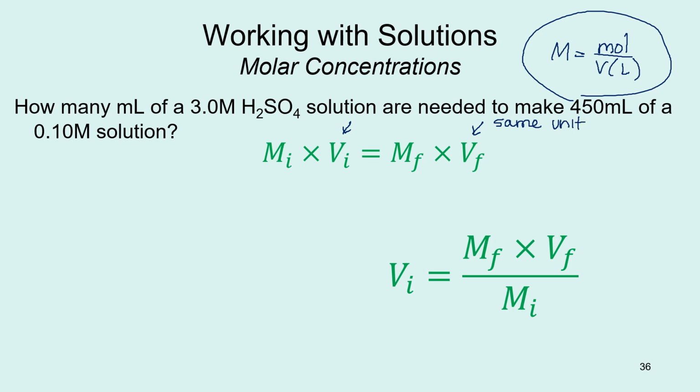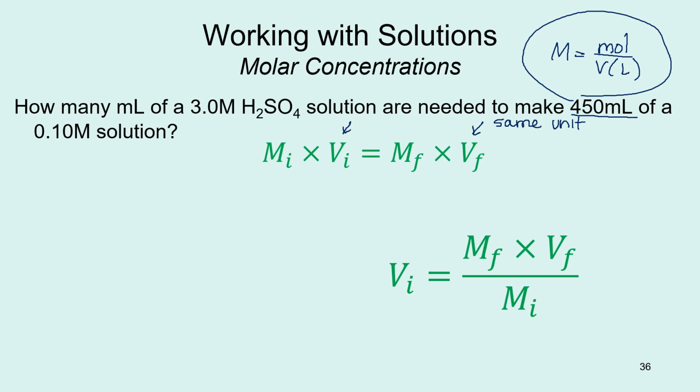If it makes you feel better, you can convert everything to liters, but you don't have to. In this case, because one of my volumes is given in milliliters, I can use it, and then my other volume will also be in milliliters. If you're given a problem with milliliters and liters, you need to convert from one to the other. At least they both have to be the same units. It doesn't matter which one, but they have to be the same.